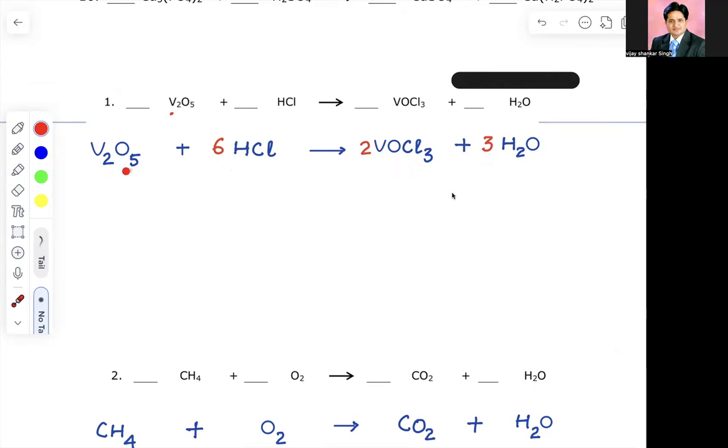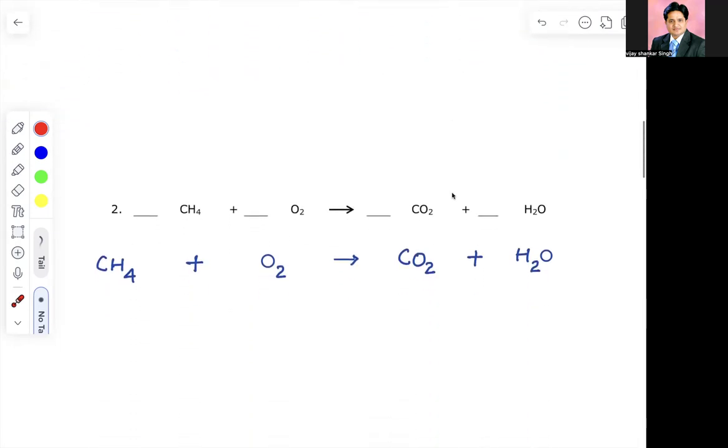We have 5 atoms of oxygen on the reactant side, and you have 2 plus 3 on the product side, because here this is 2 times, so that is 2 atoms of oxygen, and then this is 3 atoms of oxygen. So 2 plus 3 gives you 5 atoms of oxygen on the product side. So this reaction is now balanced.